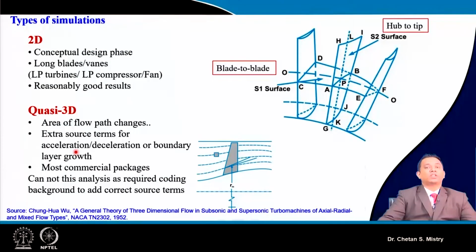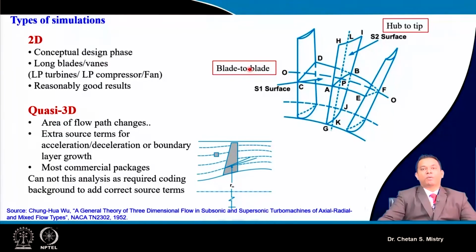Now, the types of simulation we are discussing: first is 2-dimensional simulation. For the initial conceptual design phase, we can go with this 2D simulation. Mainly it is used for long blades or vanes. If you are talking about fans or the LP compressor, we can go with this simulation where we assume the flow to be 2-dimensional. This gives reasonably good results for the initial first cut design.